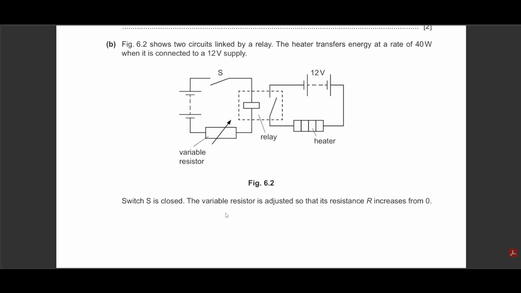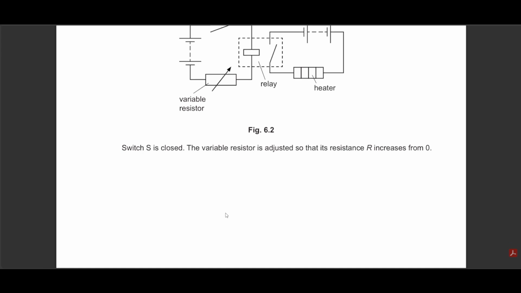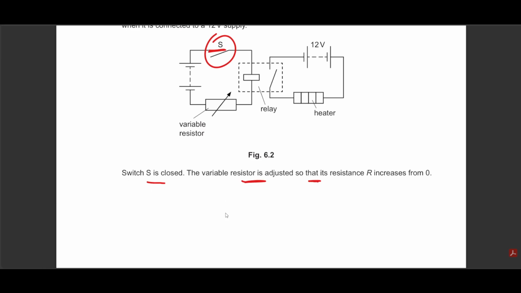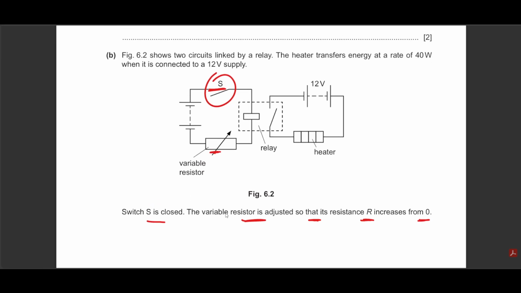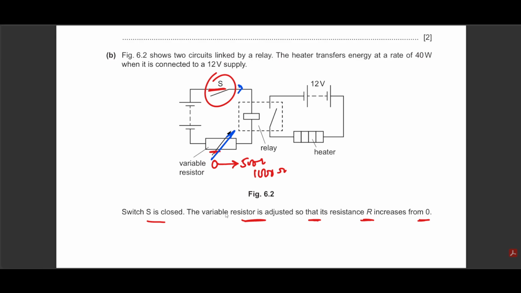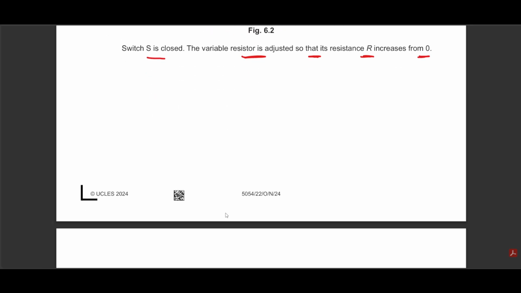Shows circuit linked with the relay, 40 watt of a heater. The switch S is closed, which means you're closing this switch, you're completing the circuit. The variable resistor is adjusted so that its resistance R increases from 0. So this resistance increases from 0 up to, let's say, 500 ohms, 1000 ohms. We do not care. What we do care about is that when you increase the resistance, the current through the circuit starts to decrease. And at a certain point, when the current is too low, it will weaken the magnet in the coil. And if it becomes weaker, it will no longer be able to attract the switch from the other side. And if it's no longer able to do that, the switch opens up and the heater switches off, which is the answer for our next part.